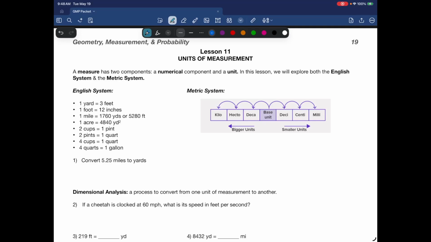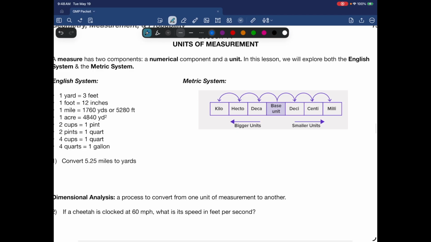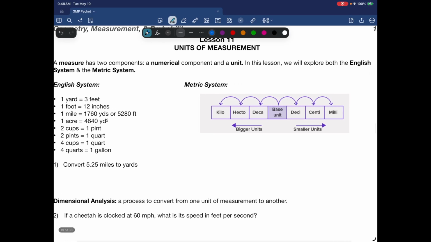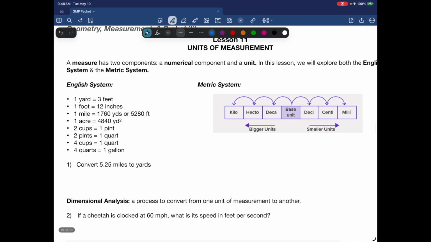All right, guys, lesson 11, we're going to talk about units and measurements. The measurements you see before you, both English and the metric, will be provided on your midterm and final. So if they're needed, these will be provided for you. A measurement has two components, a numerical value and a unit. In this lesson, we'll talk about both English and the metric.